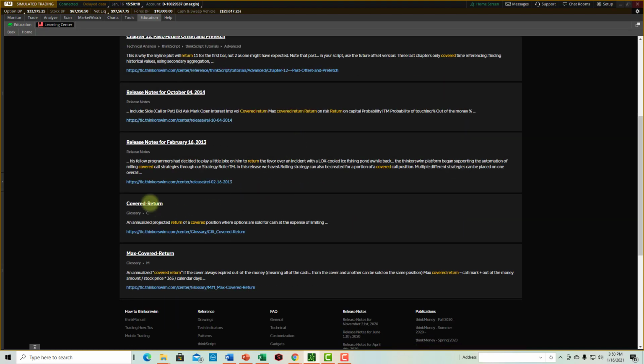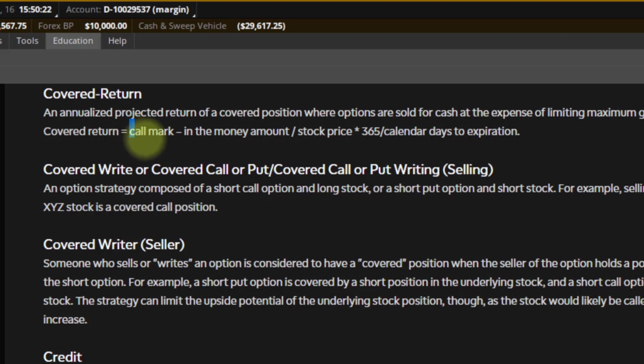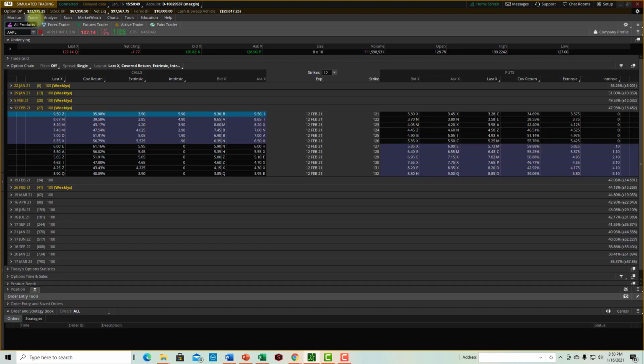And right down here, it tells you they are taking the call mark, that's the option's price, minus the amount that it's in the money. That's just a fancier way of saying it's the extrinsic value, right? Isn't that the way we find the option's time value? Take the option's price, subtract out the in the money amount, divide it by the stock price. And then to annualize it, take 365 divided by the number of calendar days. So it's exactly the same formula, and yet we're coming up with different numbers.